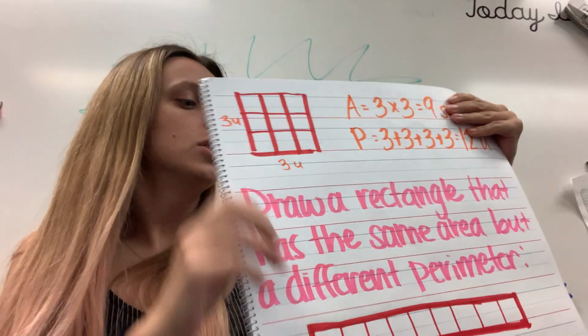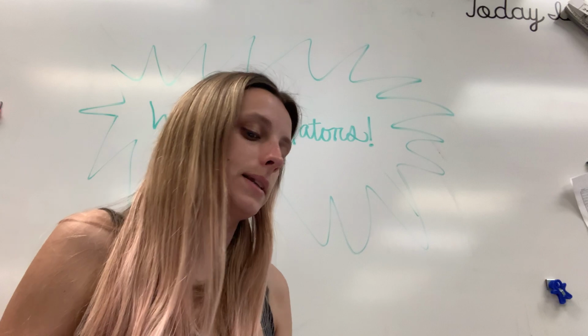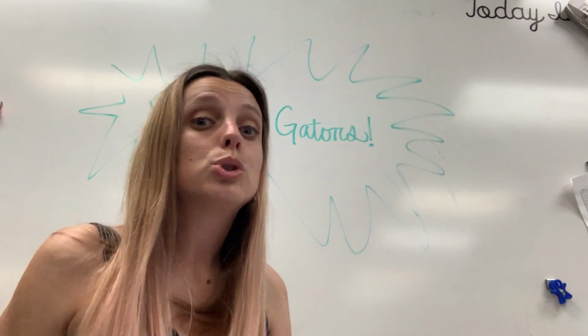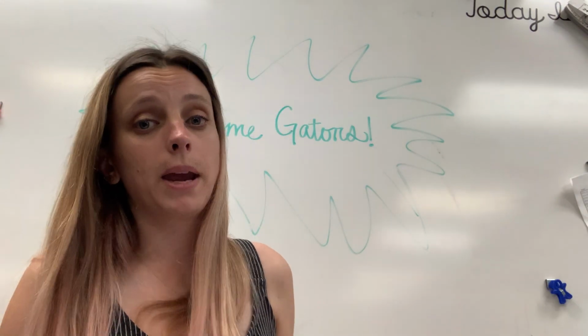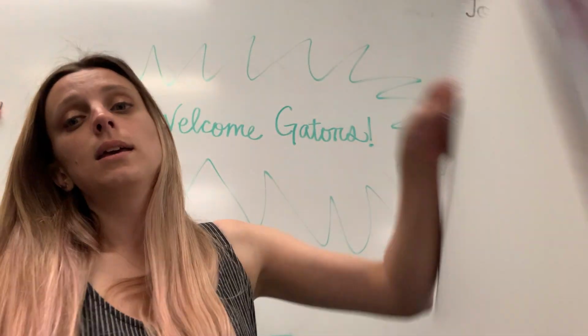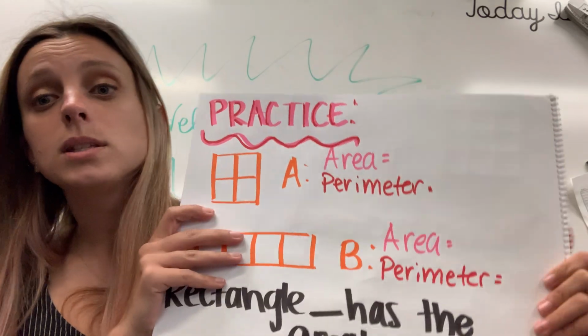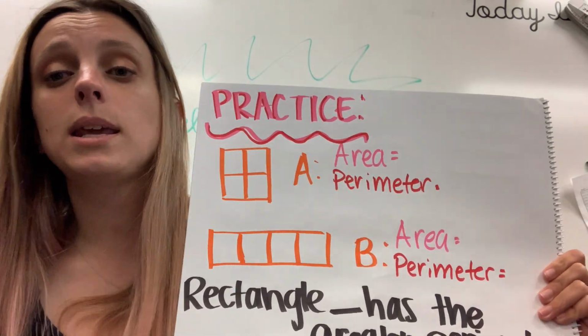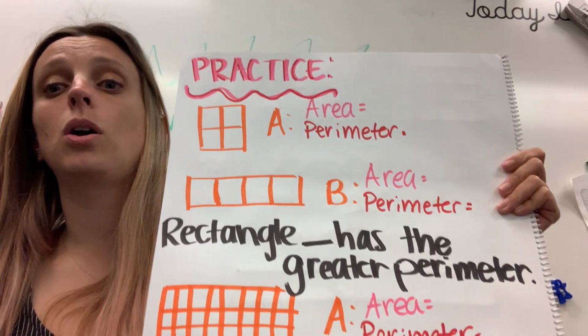All right, Gators? So let's look at some of the problems they're going to have you practice today. Like last time, they're going to give you 2 rectangles and they're going to ask you to compare them. But this time, instead of having the same perimeter, they're going to have, as you might guess, the same area. So this is a great moment to pause if you haven't done so already. Please go ahead and draw these shapes and practice along with me.